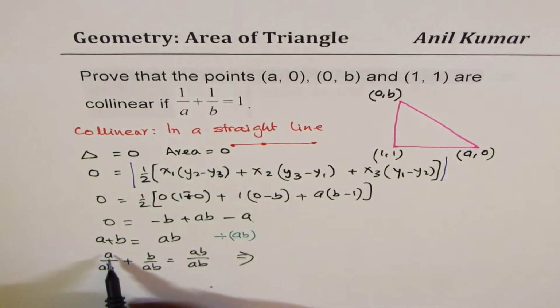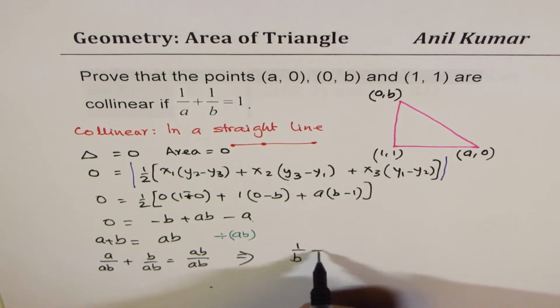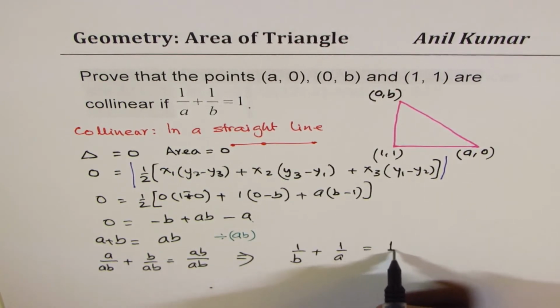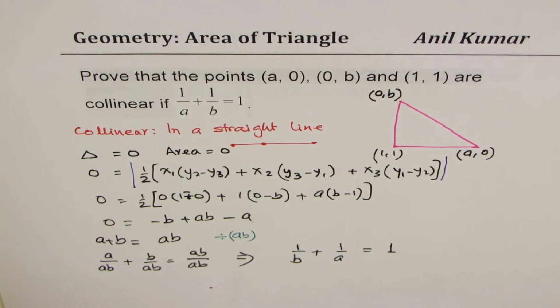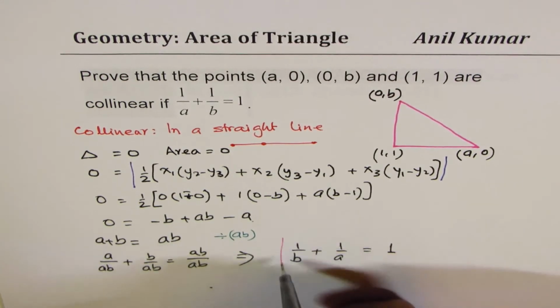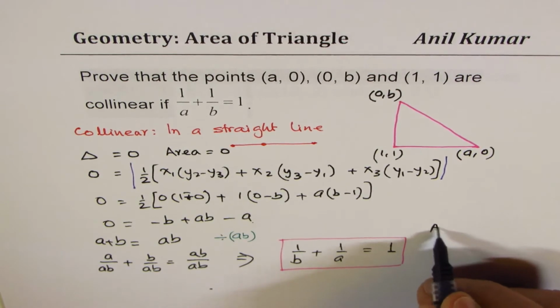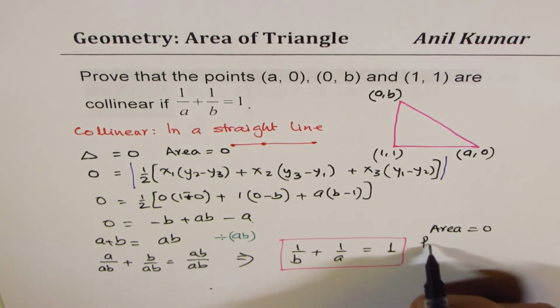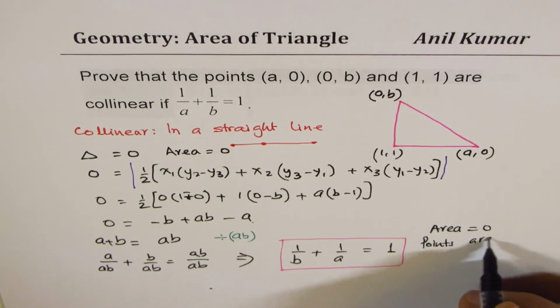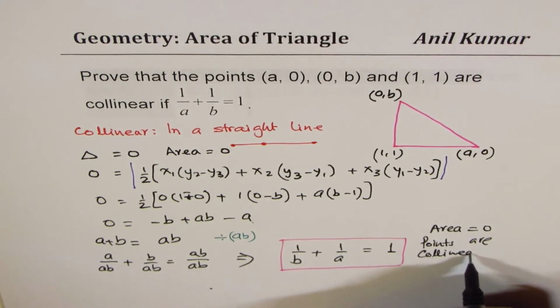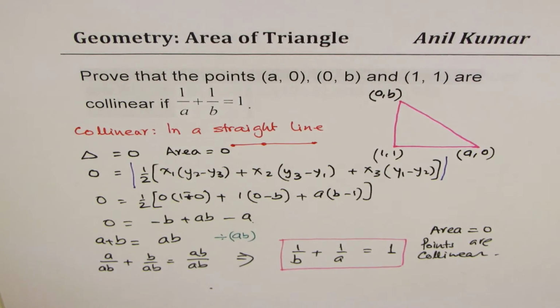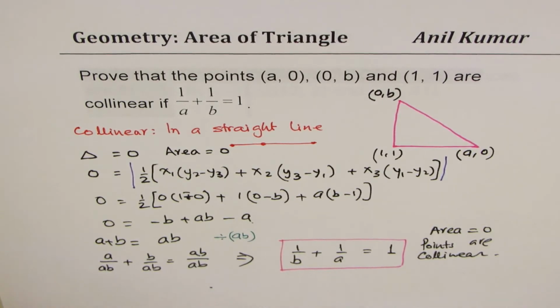Which is what it is. So it is 1 over b plus 1 over a equals 1. So we have actually shown that if the area is 0, then that should be met, right? So only if this is true, the points are collinear. So it says only if this is true, area equals 0 or the points are collinear. So I hope the concept is clear, right? So let's move on to the next question now.